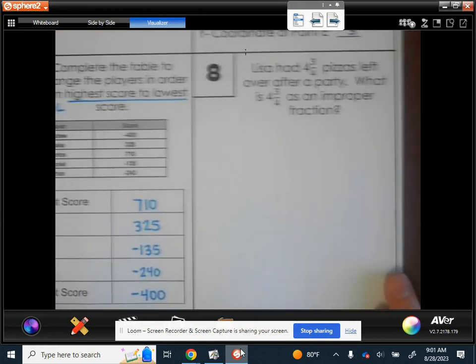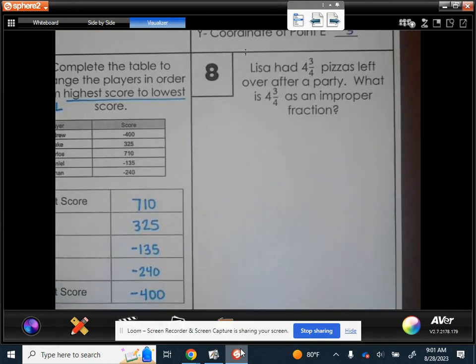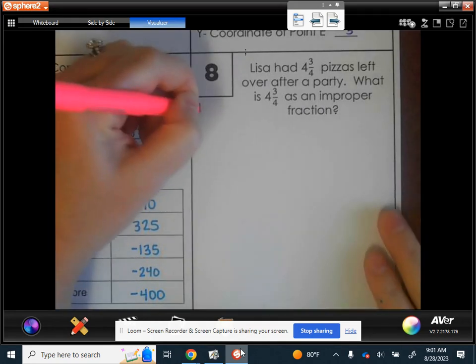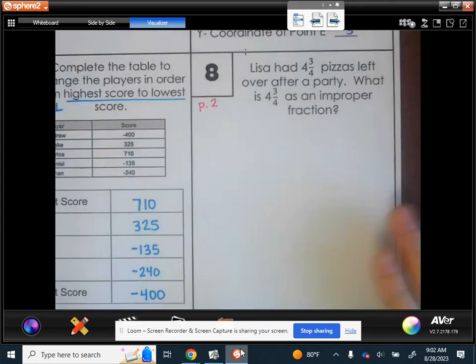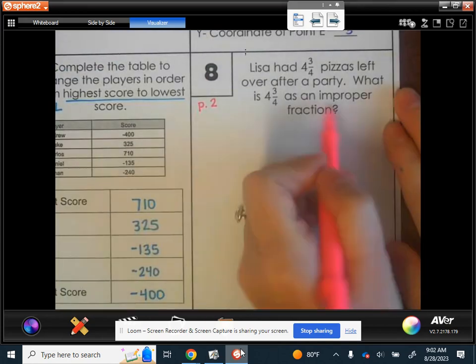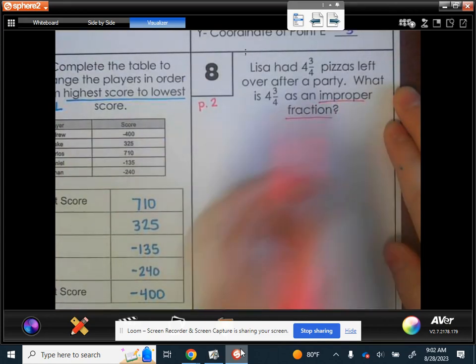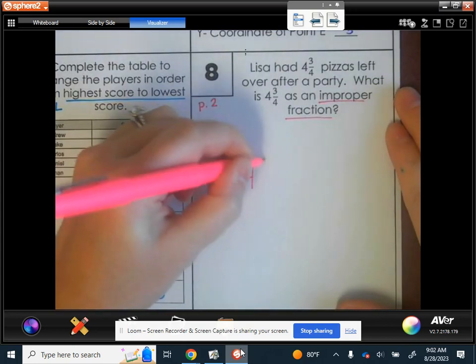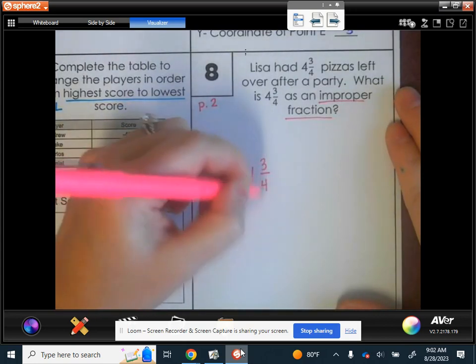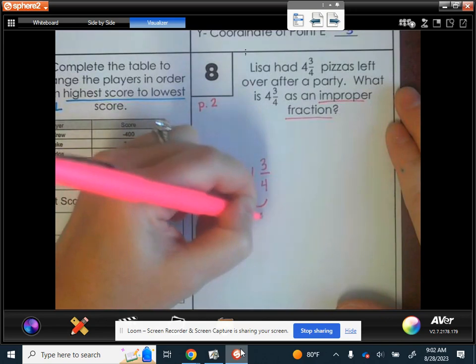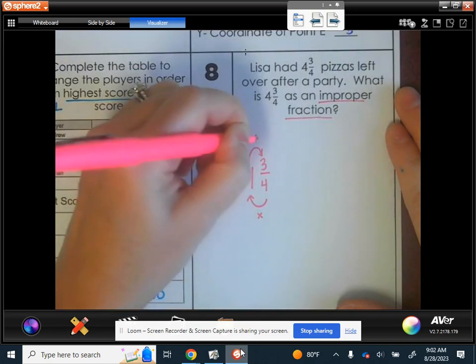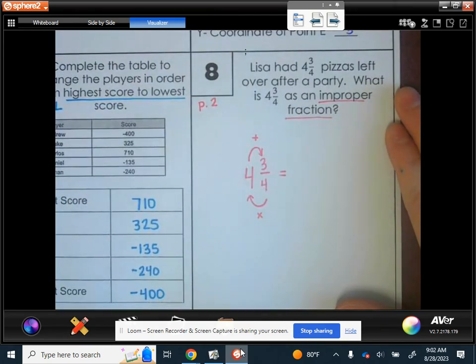Lisa had 4 3/4 pizzas left over after a party. What is 4 3/4 as an improper fraction? So 4 3/4 is a mixed number, and they want it as an improper fraction. And you can find that on page 2. And the strategy that we learned for that is called MAD. So multiply down here, and then add, and then our denominator stays the same.